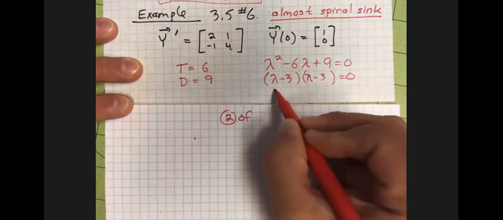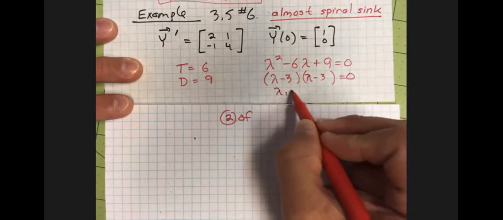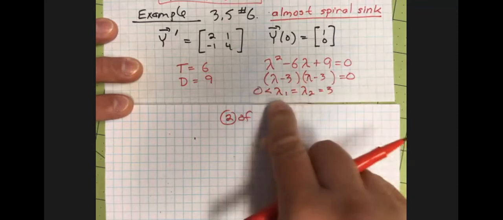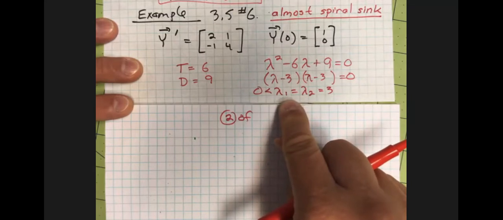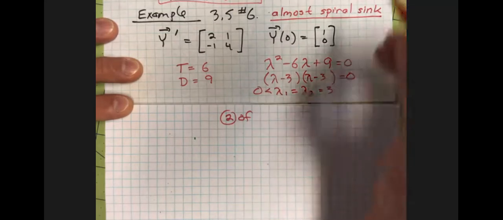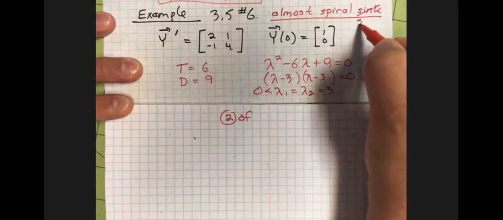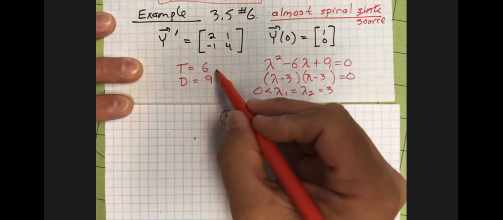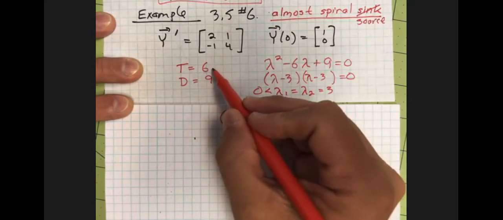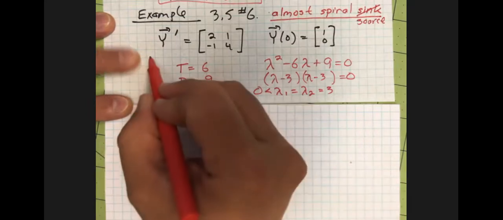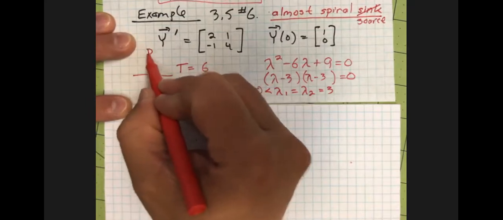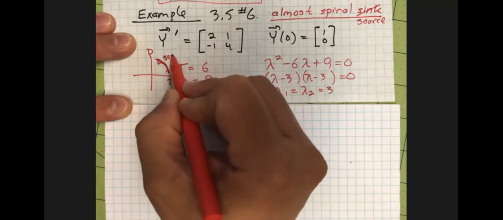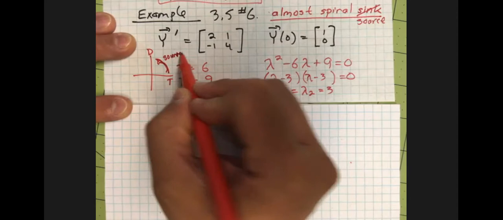So I'm in my degenerate case. Lambda 1 and lambda 2 are both 3. Oh, okay, did I say that correctly? I did say that correctly, but now that makes this a source. I should have known it was in source land because it's got a positive trace and a positive determinant. In the trace determinant plane, it's over here. That's Sourceville. That's source land.